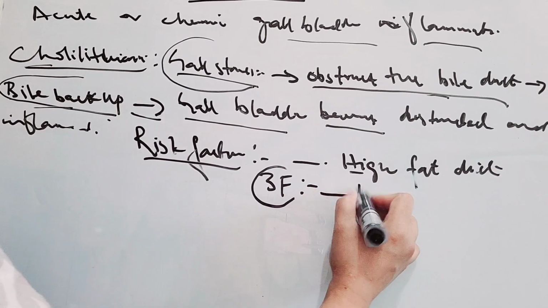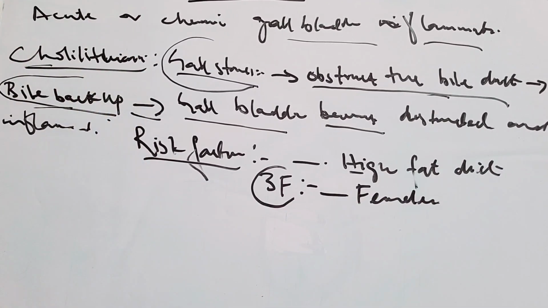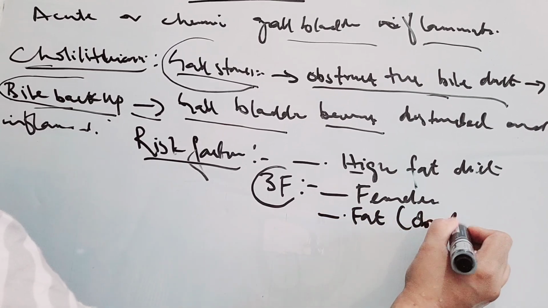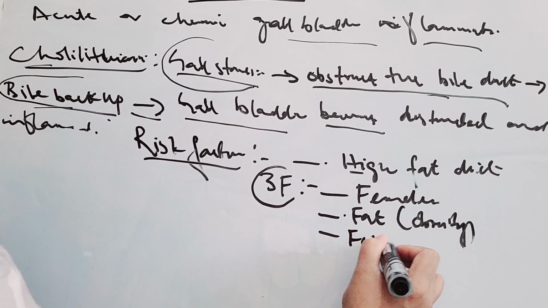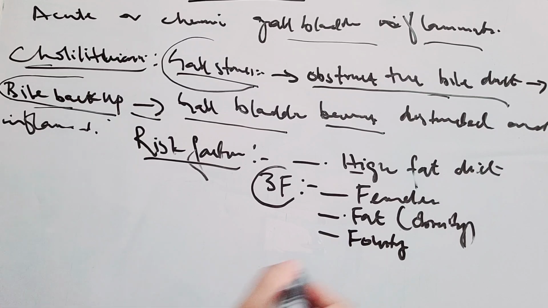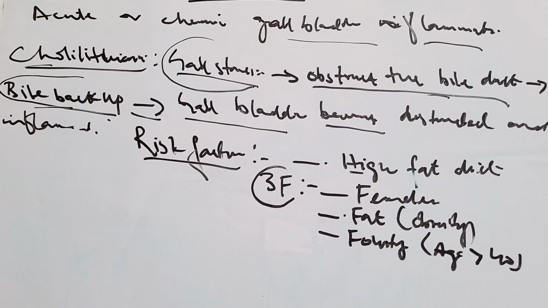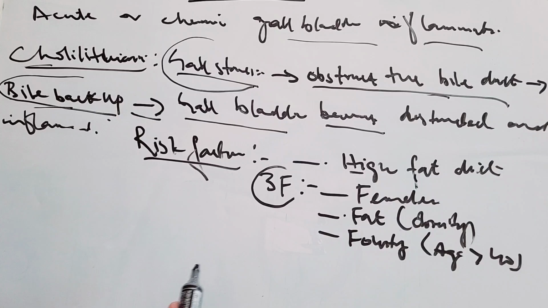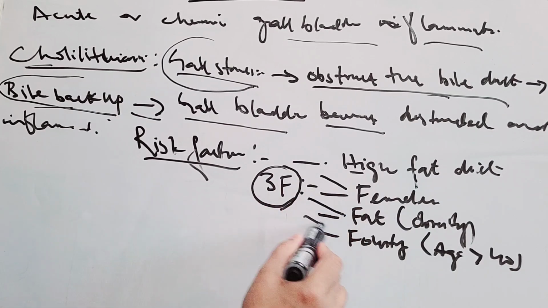Number 1 is female. Females have a high risk for cholecystitis. Number 2, fat. Fat means obesity. Number 3, F is 40. 40 means age more than 40. The 3F is very easy to understand. For a patient who is taking a high fat diet, keep in your mind 3F: female, fat, and 40, age more than 40.